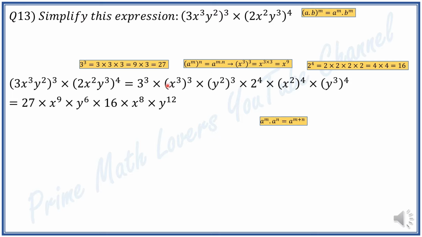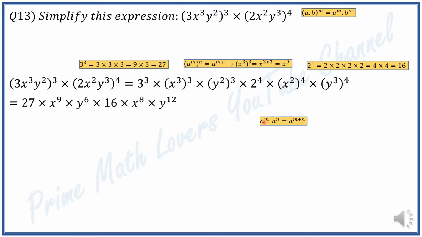So x to the power of 3 to the power of 3 is x to the power of 9. We calculate it here. y to the power of 2 to the power of 3 is y to the power of 2 times 3, or y to the power of 6. 2 to the power of 4 is 16. x to the power of 2 to the power of 4 is x to the power of 2 times 4, and will be x to the power of 8. And y to the power of 3 to the power of 4 is y to the power of 12, because 3 times 4 will be 12.